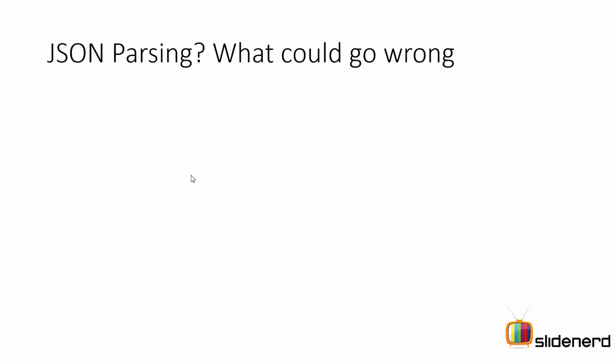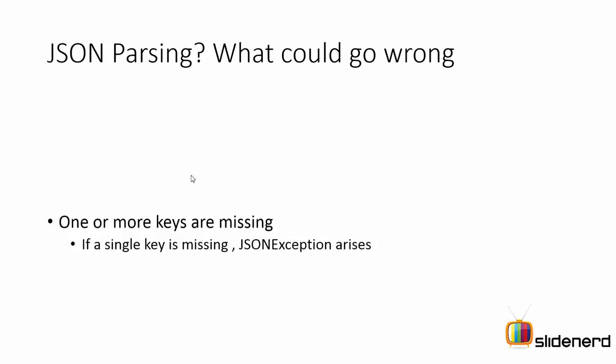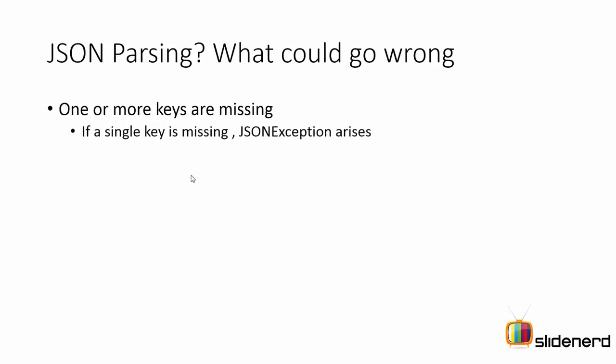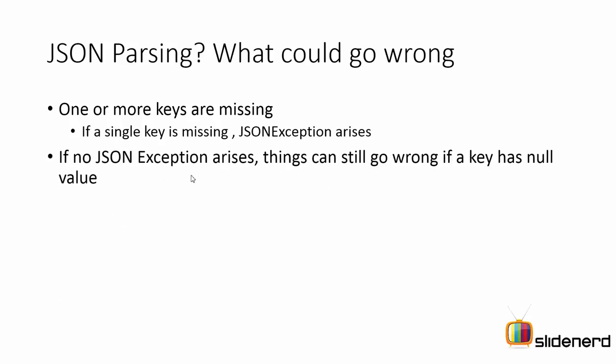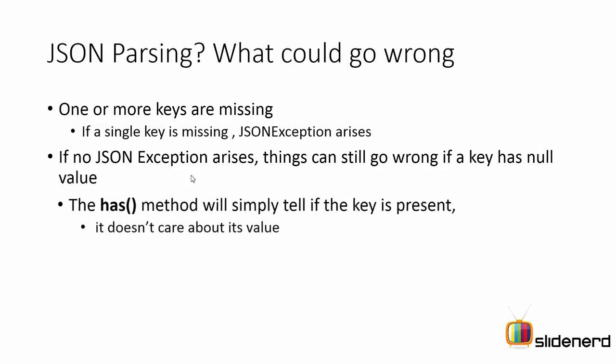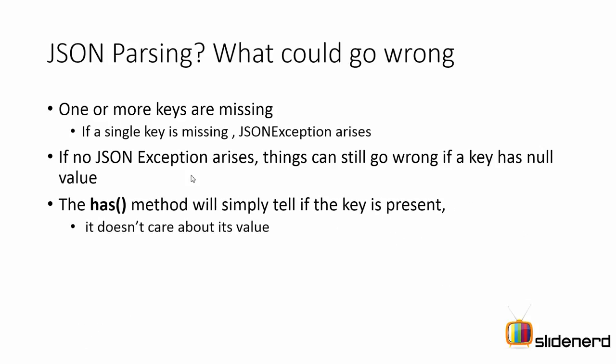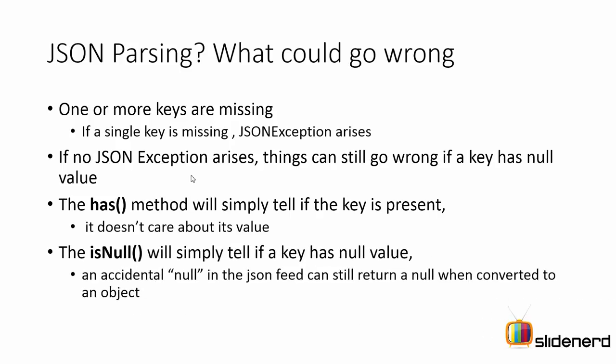Here's a list of what could go wrong while you're parsing JSON. First case, when one or more keys are missing, even if a single key is missing, a JSON exception is going to arise, as we saw. Second case that we need to worry about is what happens when a key has null value. Like we discussed, the has method will simply tell you if the key is present or not. It doesn't care about the value. On the other hand, the isNull method will simply tell you if the key has null value or not. It doesn't care about whether the key exists or not.